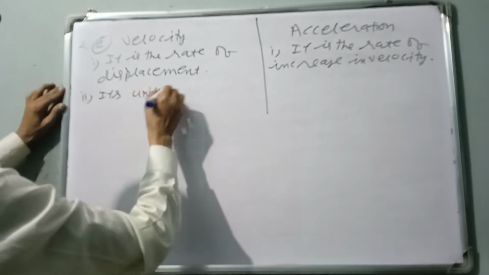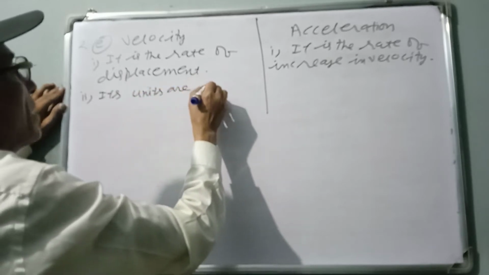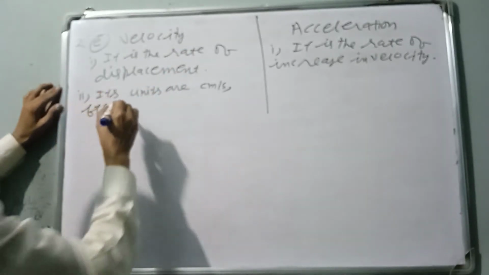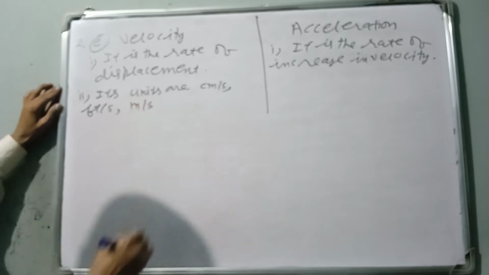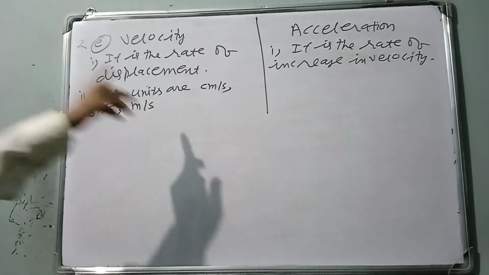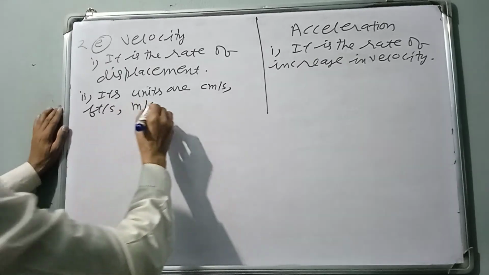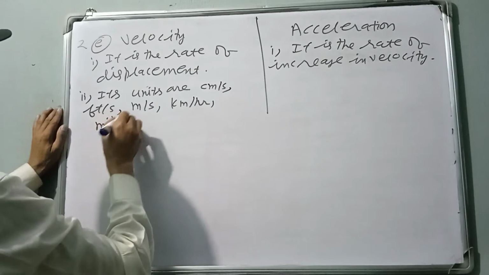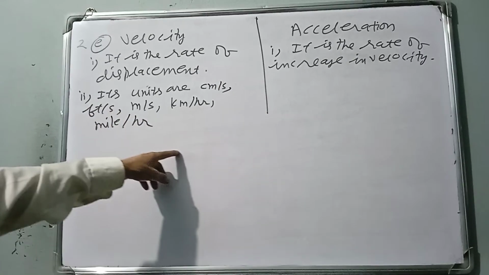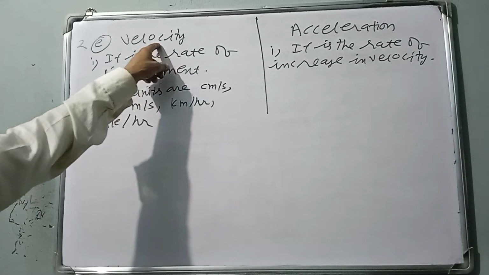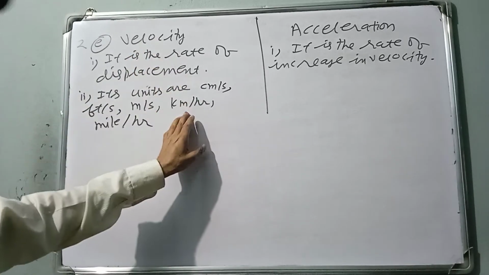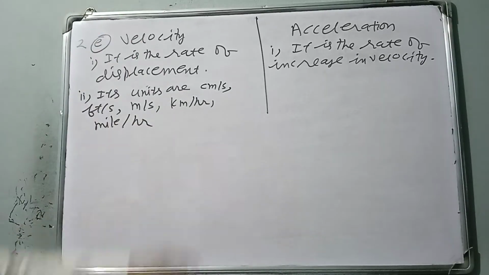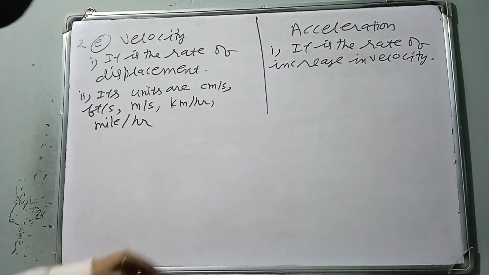Its units are centimeter per second, CGS unit, feet per second, FPS unit, meter per second, SI unit. Some other units are kilometer per hour. You can also write down kilometer per hour, mile per hour. They are also considered to be the unit of velocity, very large unit of velocity, kilometer per hour, mile per hour, which you can change into CGS, MKS, FPS.